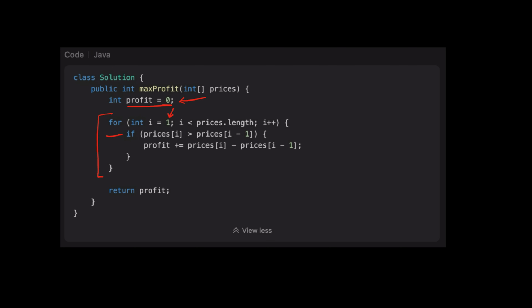Inside the for loop, I'm first checking if the value that i is pointing to is greater than the value at i minus 1, that is the previous value in the array. If yes, it means that I can buy on the i minus 1 day and sell it on the ith day and make a profit. So I'm calculating the difference between the two values and adding it to the profit variable. Once the entire for loop is done, I'm returning profit as our output.